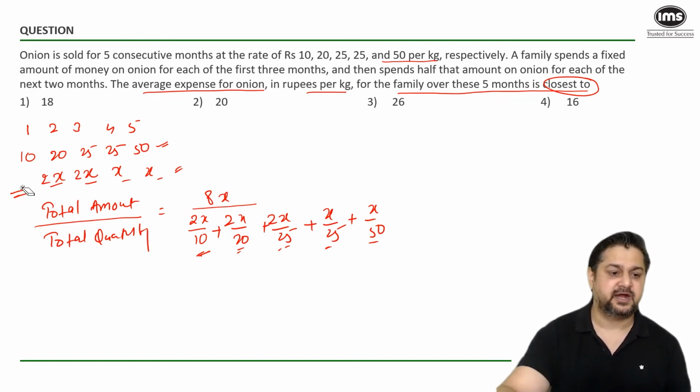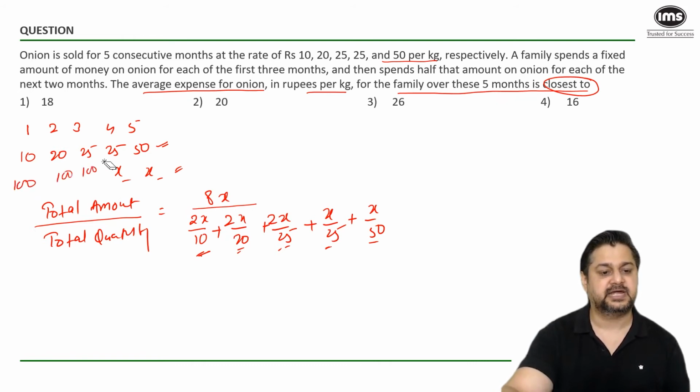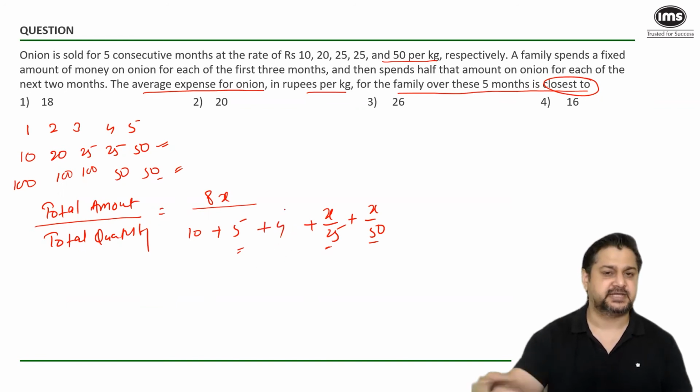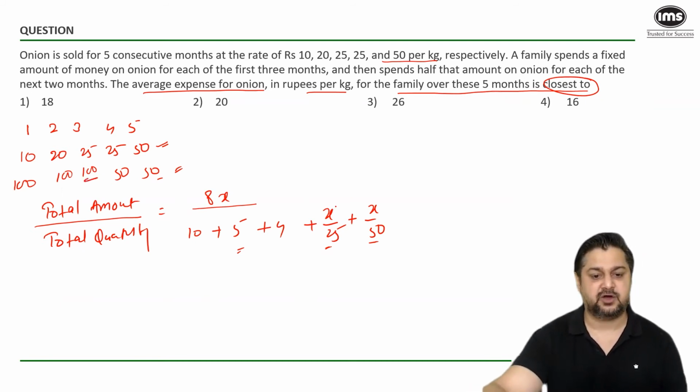So had I assumed 100 rupees is spent on onion in each of the first 3 months, that means in the next 2 months, the money spent on onion would be rupees 50 and 50. Now this would have given me 100 divided by 10, which is 10 kgs. 100 divided by 20 would give us 5 kgs. And 100 divided by 25 would give us 4 kgs. So as you can see, the calculations are getting simpler now. So now 100 was 2x, so now my x is basically 50. So 50 divided by 25 would become 2 and 50 divided by 50 would become 1.